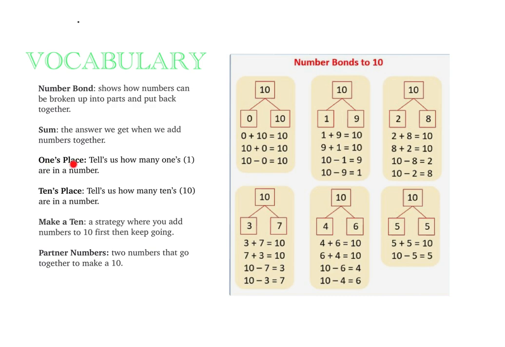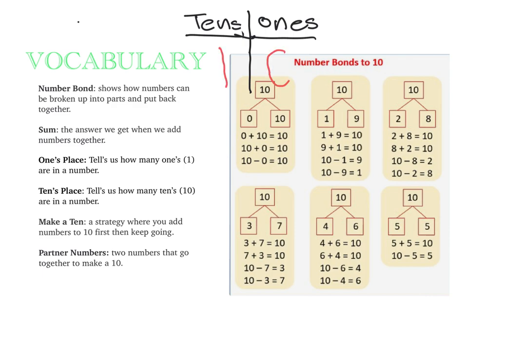Moving on, we have the ones place. The ones place tells us how many ones are in a number. The tens place tells us how many tens are in a number. I made a little place value chart to help us explain the difference between the ones and tens place. So in the number 10, if I write 10 in my place value chart, I know that there is 1 ten in the number 10 and 0 ones in the number 10.